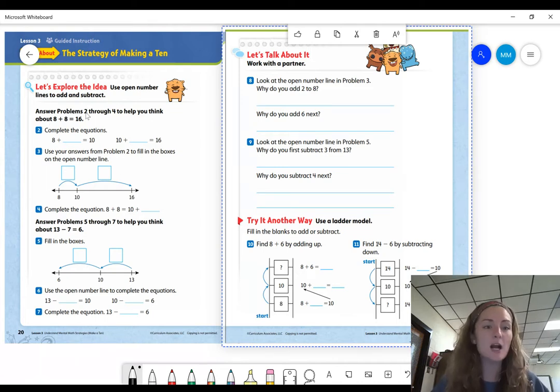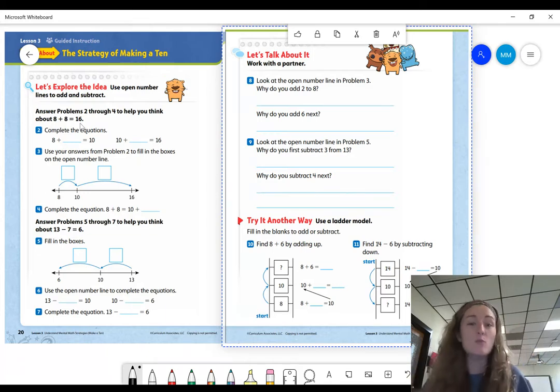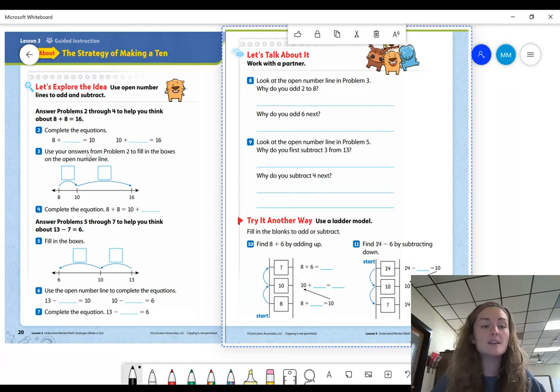It says answer problems 2 through 4 to help you think about 8 plus 8 equals 16. Well, we already know what it's going to make, but what we are practicing is using that mental math strategy of using our parts to make a 10 and add the ones left over. So it wants us to make our group of 10 first. It says complete the equations. 8 plus a missing part equals 10. Oh, well, I can count on to make my 10. 8, 9, 10. How many did I add to make 10?